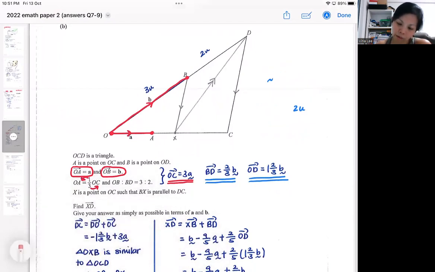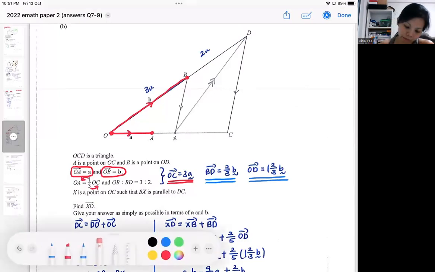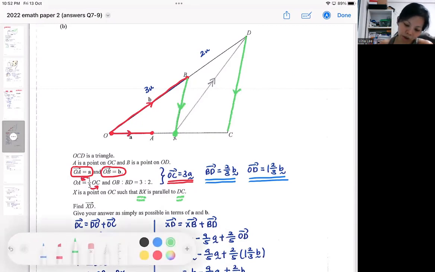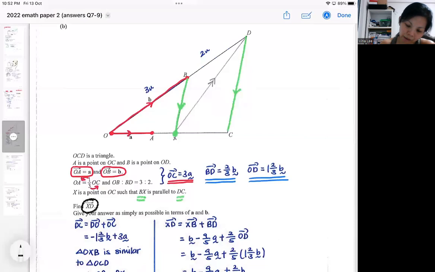X is a point on OC in such a way that BX is parallel. So you need to visualize where is BX. It's going to be parallel to DC. So DC is here, and then BX is here. So X is on OC. But I don't have any ratio yet. So I just know that they are parallel first. And eventually the question is asking you to find XD.